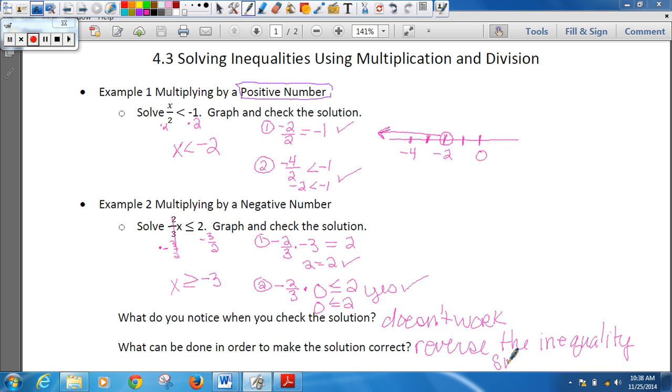If you forget to do that, then your answer will not check out and it will be incorrect. So when we reversed it, we now have an answer of x is greater than or equal to negative 3. So I have negative 3, negative 2, negative 1, negative 4, negative 5. X is greater than or equal to negative 3. Since it's equal to, my dot is going to be a solid dot. Greater than numbers are to the right. And that is why I could check 0 as my number, because it was part of our solution set.